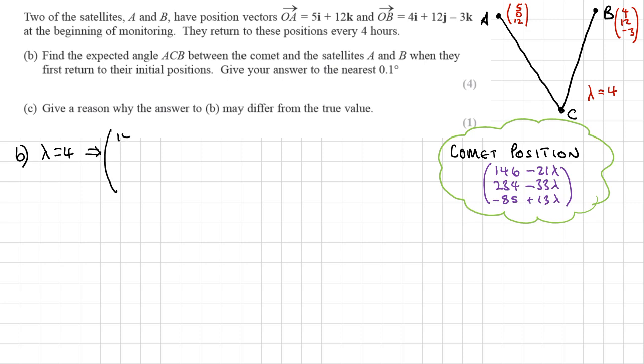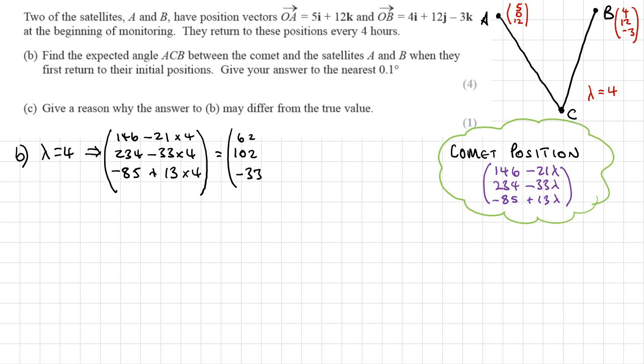So I'll have 146 minus 21 times lambda, which is 4, 234 minus 33 times by 4, and then negative 85 plus 13 times by 4. Working that all out, I'll get 62, 102, negative 33. So I can put that down now as this position here of the comet. 62, this is going to be its position after 4 hours. 102, minus 33.